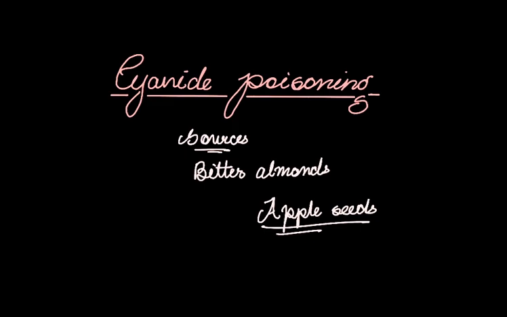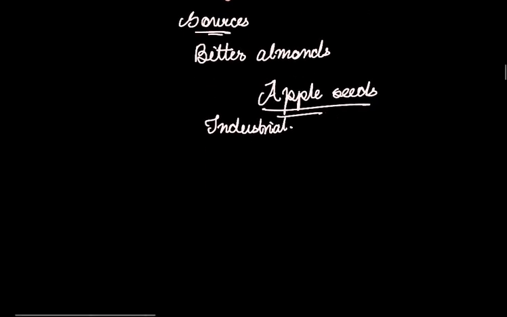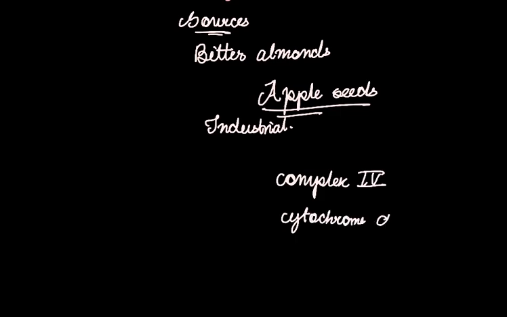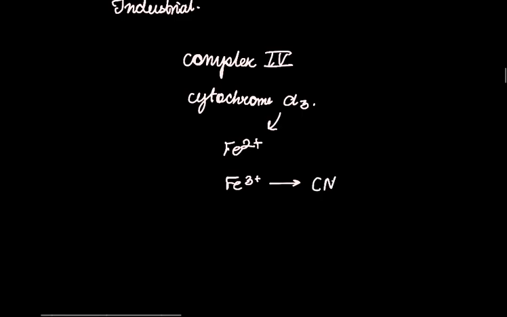The most common is industrial exposure. Industrial exposure is very common. And in cyanide poisoning, what happens? In complex 4, we have heme, especially the cytochrome A3 heme. Now this cytochrome A3 heme is in Fe2+ form or Fe3+ form, and this Fe3+ form is actually affected by cyanide. I've already mentioned this in the electron transport chain video as well. You can watch that video, and you'll understand a lot of concepts better than what I'm going to explain right now.